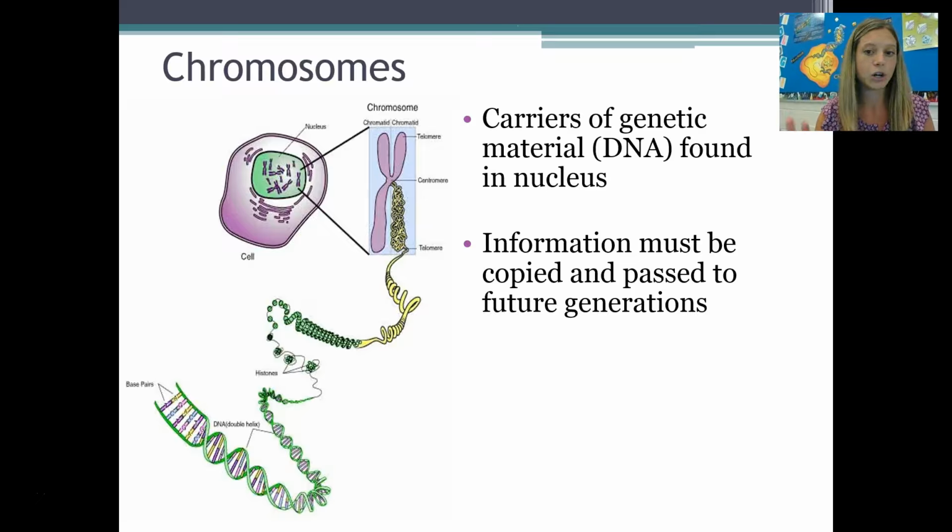Okay, so we're going to use the term chromosome a lot. So I want you to make sure you understand what a chromosome is. A chromosome is a carrier of genetic material, DNA, that is found in the nucleus. And this information has to be copied in order to be passed on to future generations of cells. So a chromosome typically is this X-like structure that is made up of two sister chromatids. So one half of the chromosome is a chromatid. So here's a chromatid, here's a chromatid. Those chromatids are held together by centromeres.